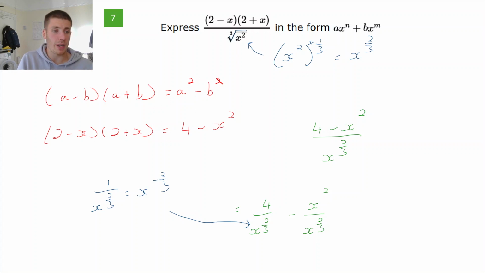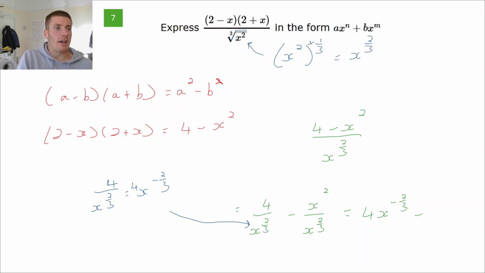So with the 4 there as well, it's going to be 4 over 4x to the minus 2/3. So the first part we can write as 4x to the minus 2 over 3, take away, and then similarly the second part, all we're doing here is x squared divided by x to 2 over 3.